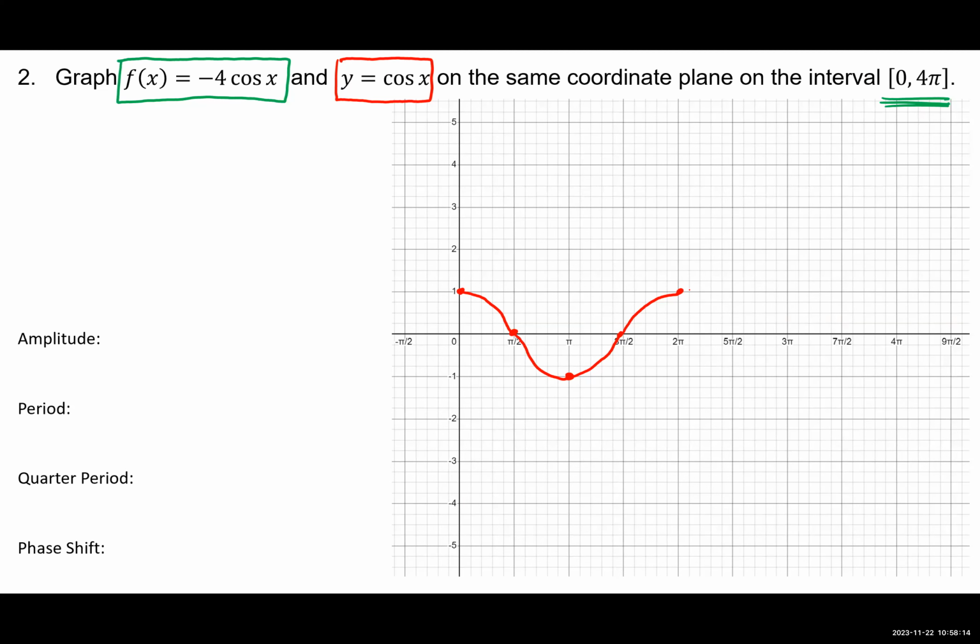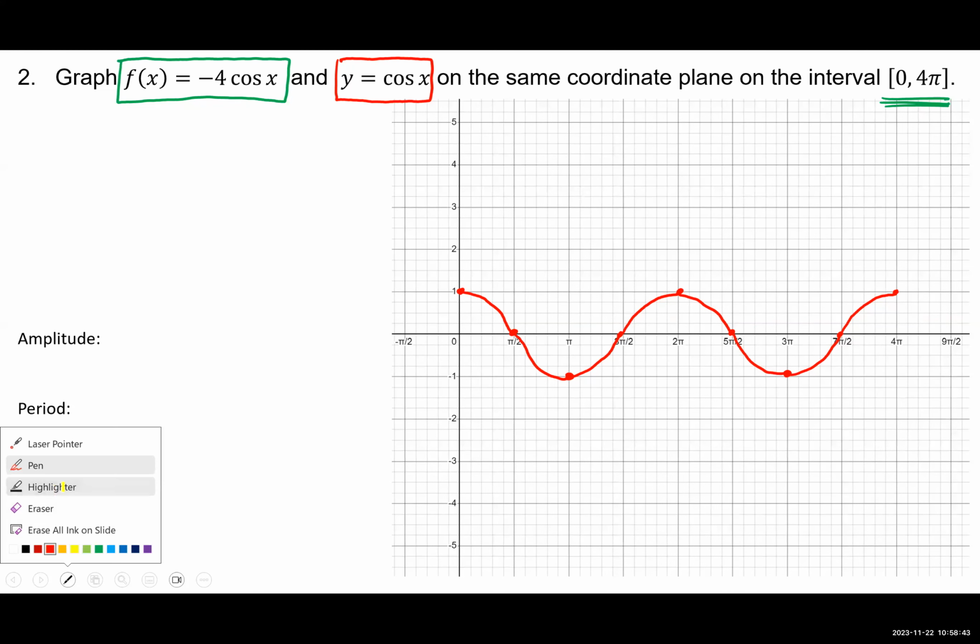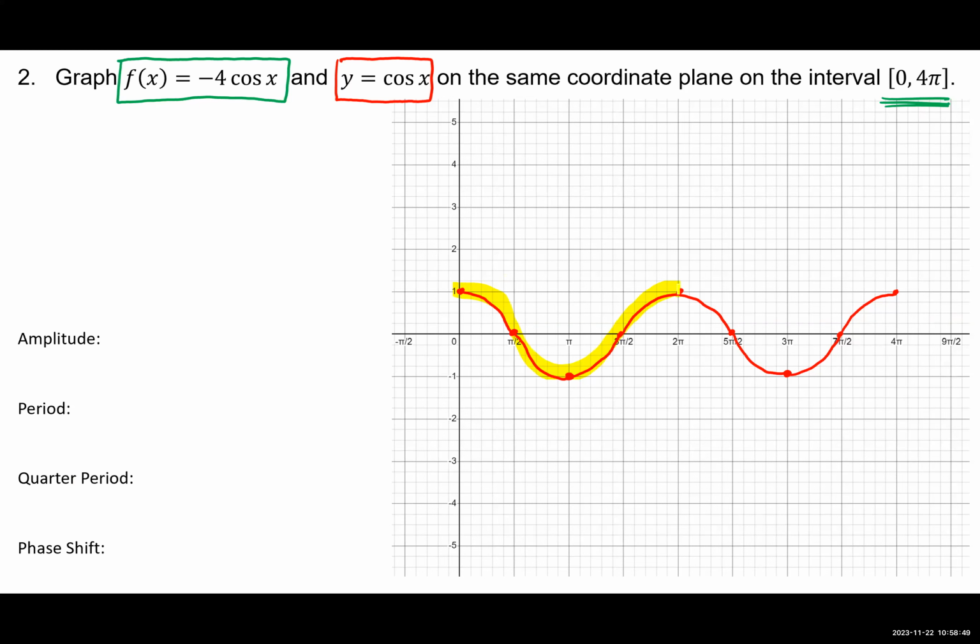I'm going 0 to 4 pi, so let's graph one more period of the cosine graph. Starts up, goes to 0, down to the minimum, which is -1, back to 0, and then up to the maximum. So this is two full periods of the cosine graph. Right? This is one period, 0 to 2 pi. Then it repeats a second period from 2 pi to 4 pi.